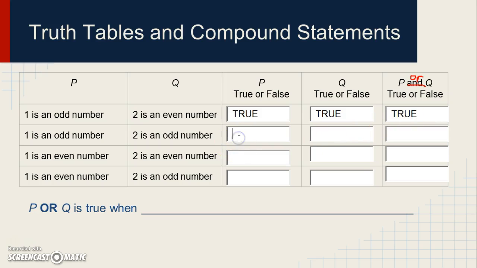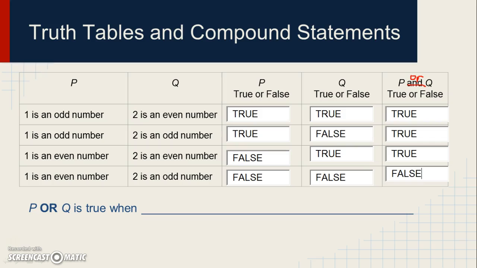1 is an odd number. True. 2 is an odd number. False. Are either of them true? Yes. 1 is an odd number is true. P is true. 1 is an even number. False. 2 is an even number. True. So this can be true because we have one of them that's true. 1 is an even number. False. 2 is an odd number. False. So this is false.